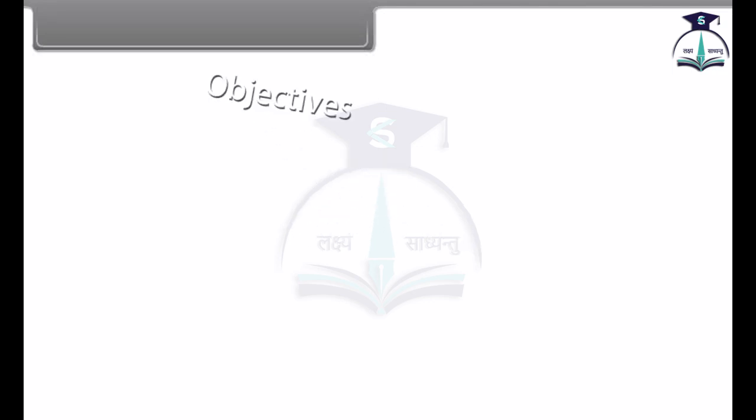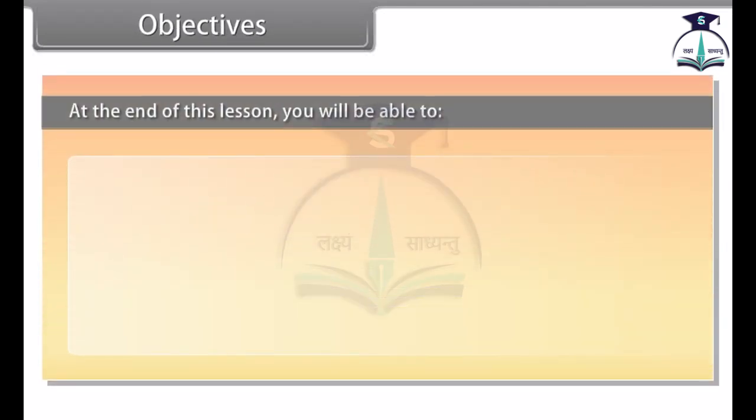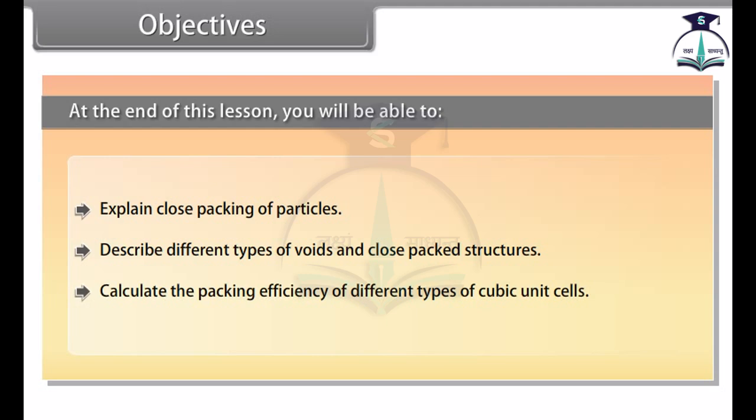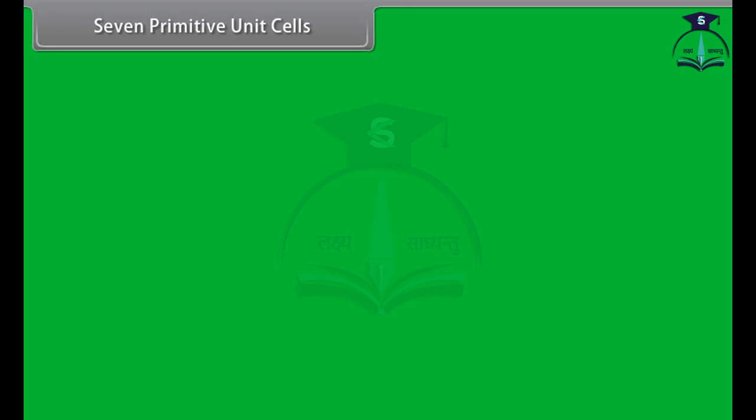Objectives. At the end of this lesson, you'll be able to explain close packing of particles, describe different types of voids and close-packed structures, calculate the packing efficiency of different types of cubic unit cells, and describe the 7 primitive unit cells.